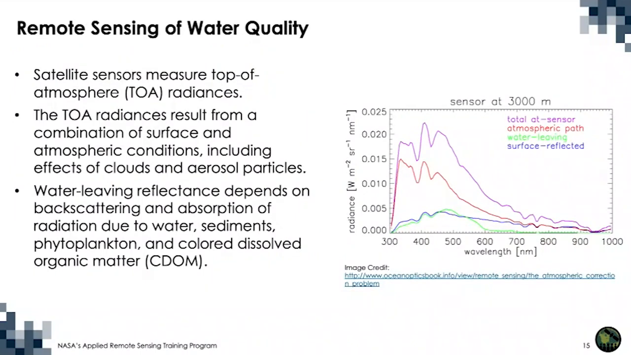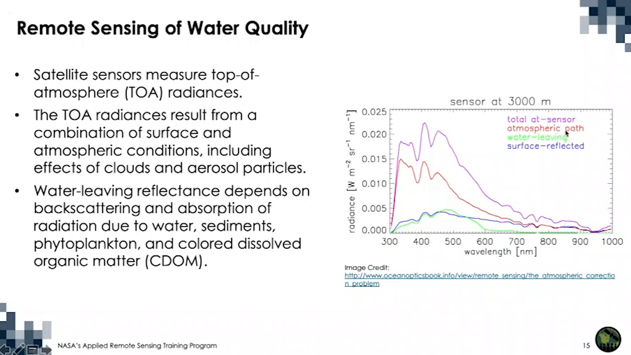A brief summary of water quality remote sensing is given here. Satellite sensors measure top of atmosphere reflectances or radiances. The TOA radiances result from a combination of surface and atmospheric conditions, including effects of clouds and aerosol particles in the atmosphere. Water leaving reflectance depends on backscattering and absorption of radiation due to water, sediments, phytoplankton, and colored dissolved organic matter or CDOM. The figure shows the relative contribution of the atmosphere in here.